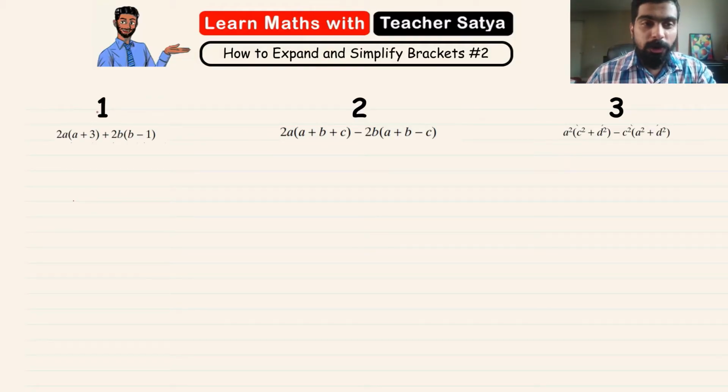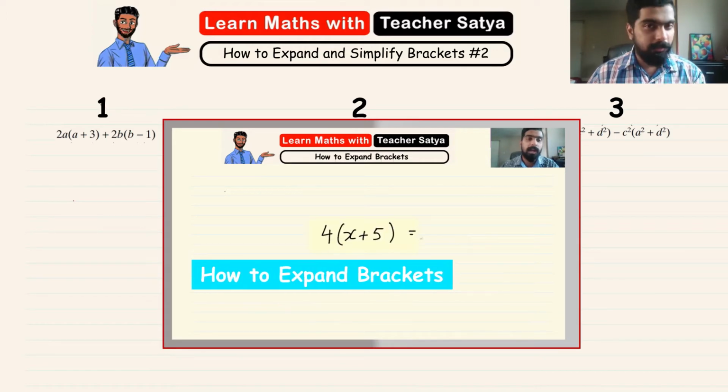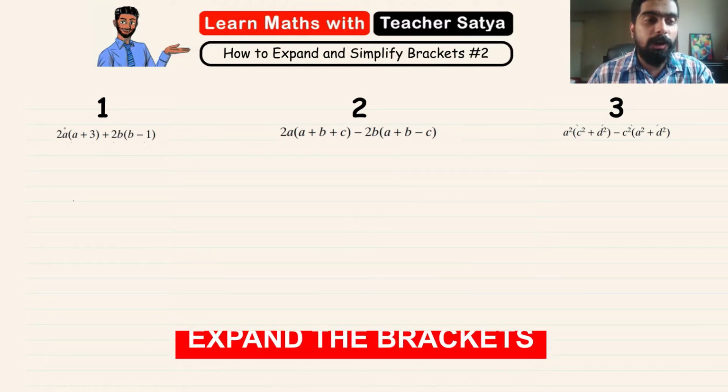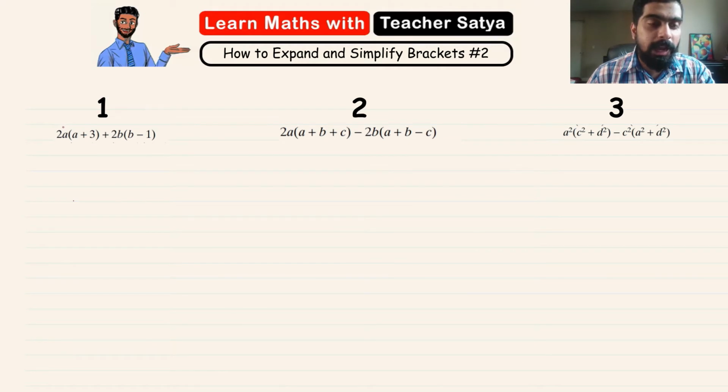Alright guys, so if you don't know how to expand and simplify brackets, I would highly suggest you go to my previous video before completing this video. Now let's first expand this bracket in question number 1. So what we are going to do is take 2a and multiply with both of the terms inside the brackets. Alright guys, so 2a multiplied by a is going to give us 2a squared, and 2a multiplied by 3 would give us plus 6, right guys?